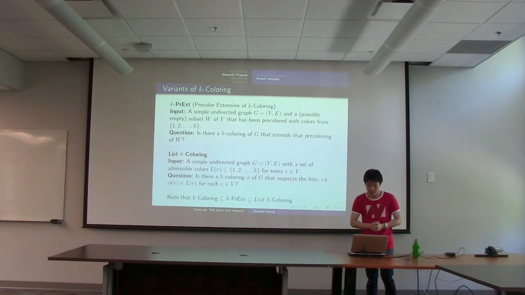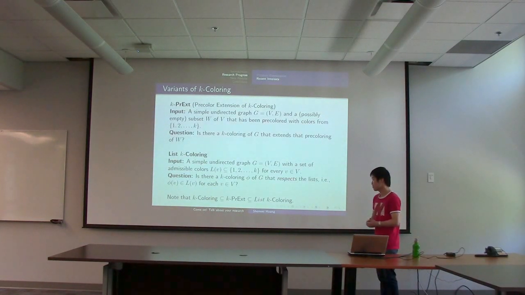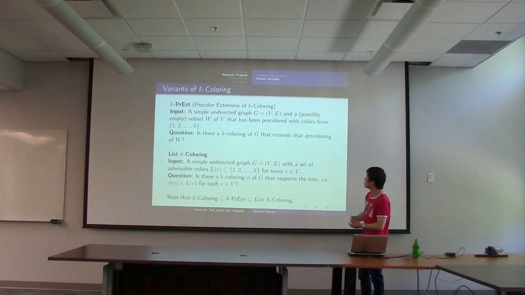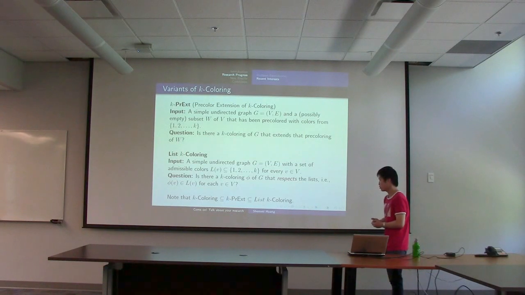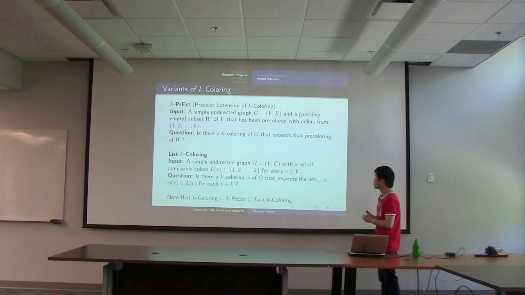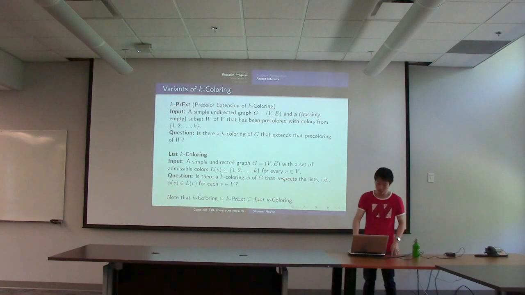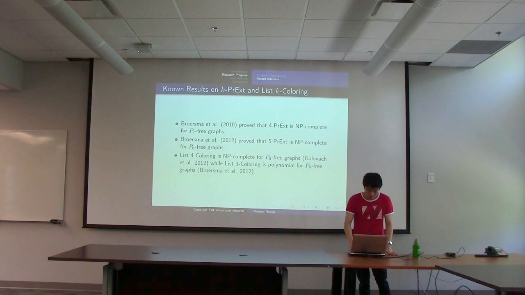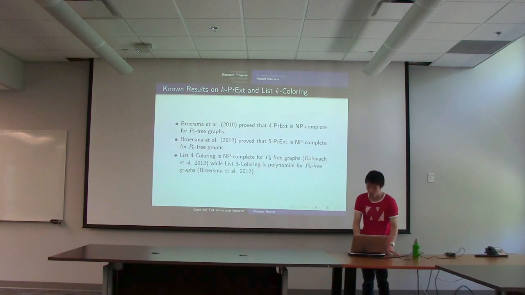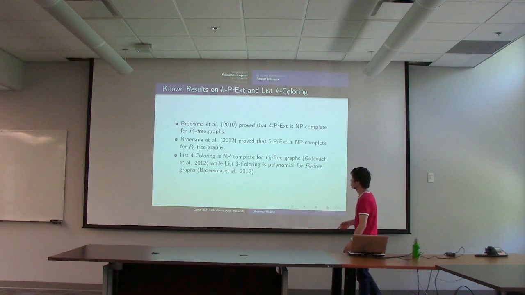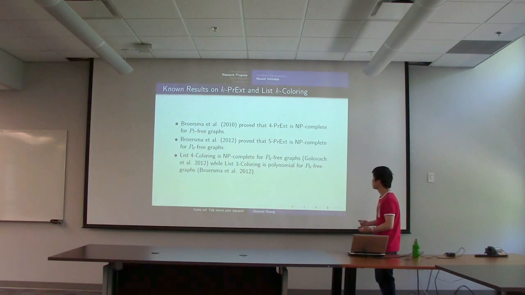So you can see K-coloring is a special case of K pre-color extension, because if W is the empty set, K-coloring is just K-PrExt. Pre-color extension is a special case of list K-coloring. So these are known results on pre-color extension of K-coloring and list K-coloring. For example, Bonomo et al. show that pre-color extension of 4-coloring is NP-complete for P7-free graphs and so on.